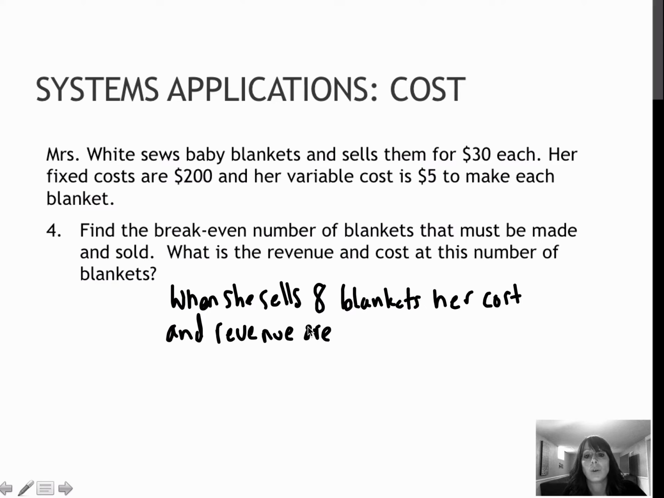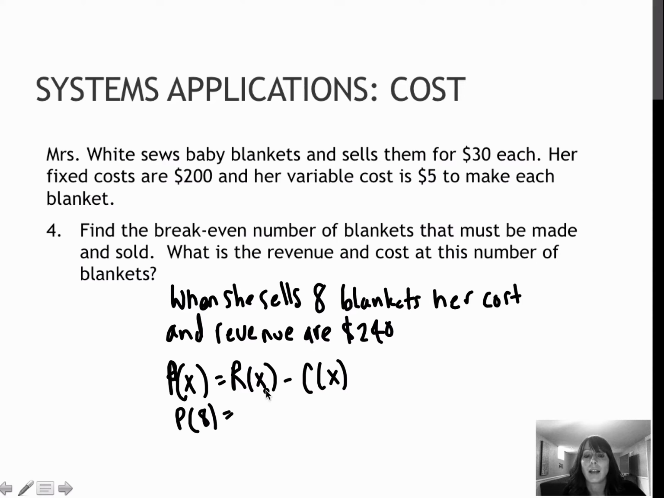are $240. Now, if you know anything about profit, which they don't ask me about, the profit would be revenue minus cost, which would mean that the profit at 8 blankets is 0. Profit at 8 would be R of 8, which is 240, minus C of 8, which is 240. And so the profit would be 0.